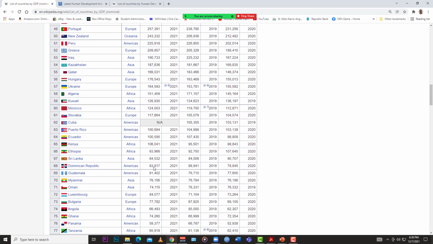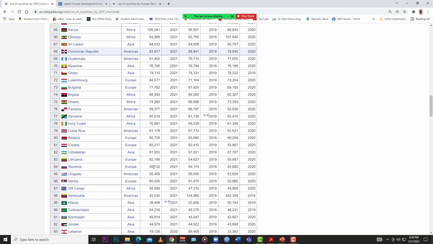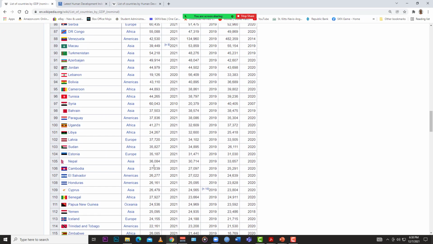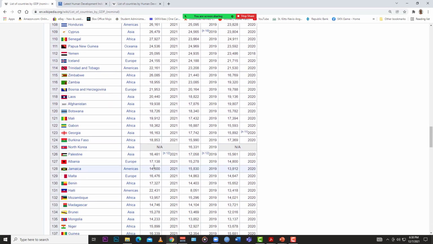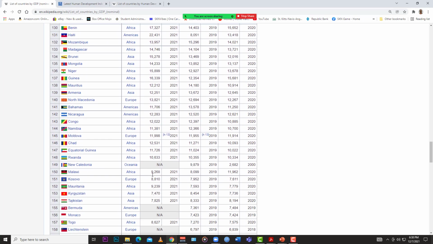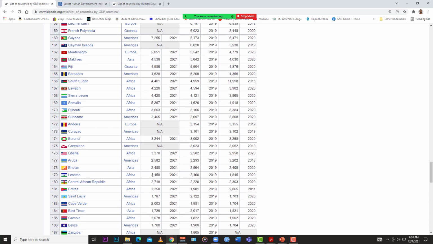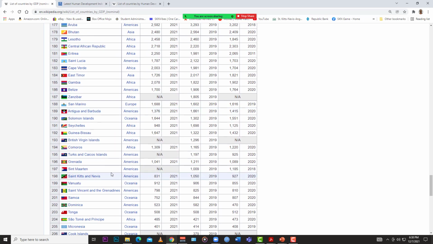So if we look for St. Kitts, we're a small place, so our output ain't gonna be that high, right? So we're gonna be somewhere down. Let's see if I can find us here. Okay, so we're just 198, right? Small country, right? That's about, what's that? 800 million. That's not too bad. 800 million US in a year. We can do something with that, right?